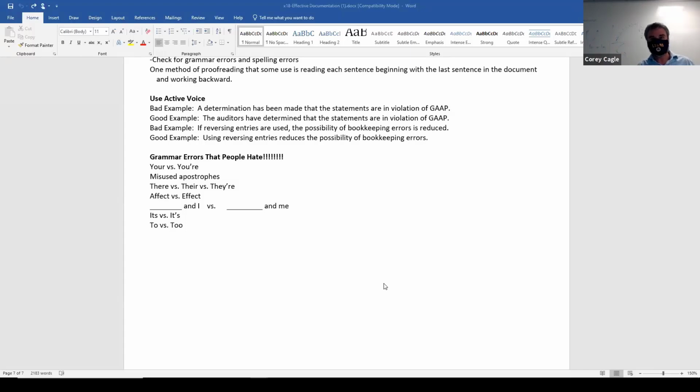Be careful. Affect versus effect is the one I see probably most often in our little realm. Affect is a verb, effect is a noun. Blank and I versus blank and me. Be careful about that. It depends on how you're using it. Most TV shows and movies screw this up.